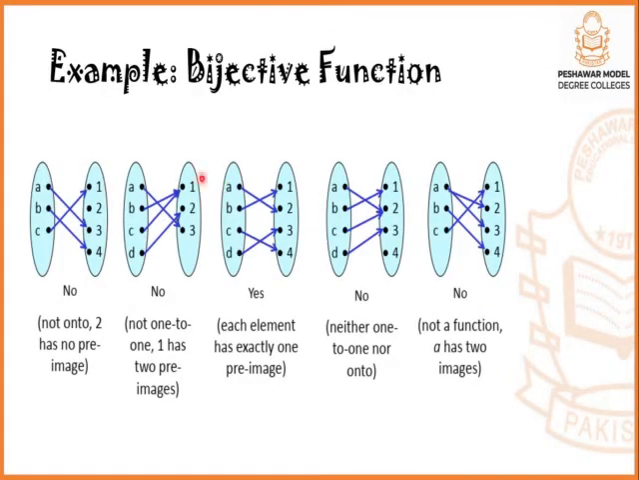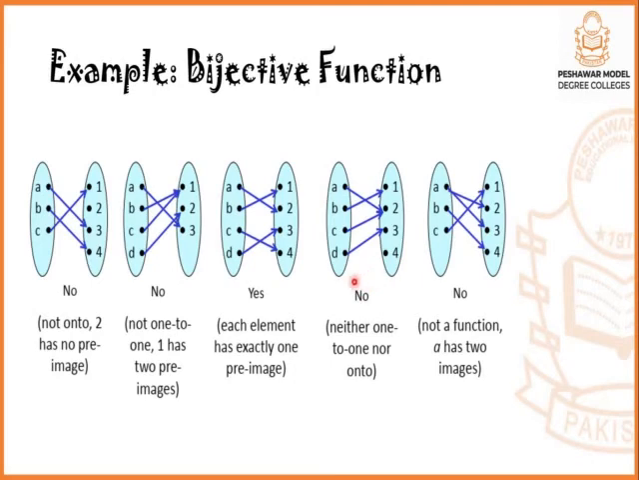Now in these examples, we are going to check whether the functions are bijective or not. In the first example, the function is not bijective. Why? Because it is not onto. 2 has no pre-image, so it is not onto, which means it is not bijective. The second one is not a bijective function because it is not one-to-one. 1 has two pre-images. That is why it is not one-to-one, so not bijective.